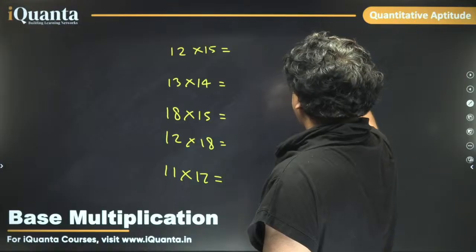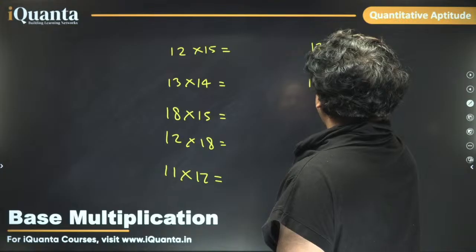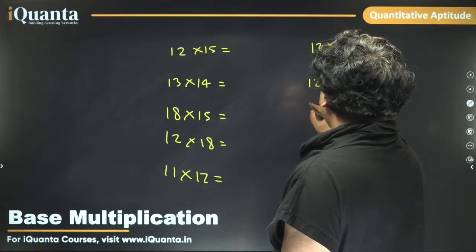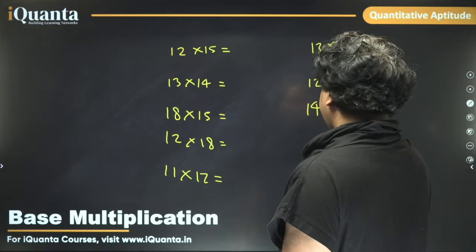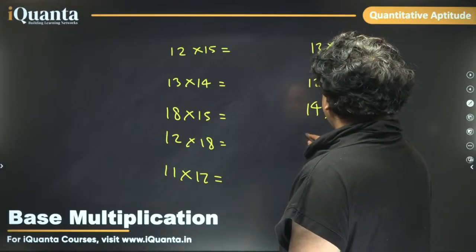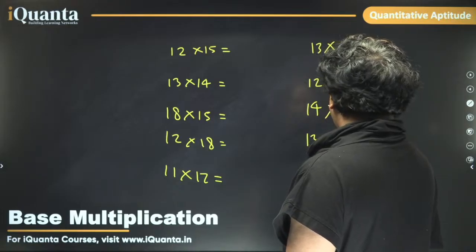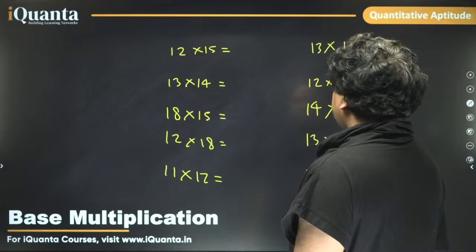13 multiplied by 19, okay. 12 multiplied by 17, 14 multiplied by 18, 13 multiplied by 12, 11 multiplied by 19.